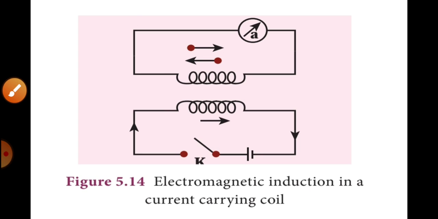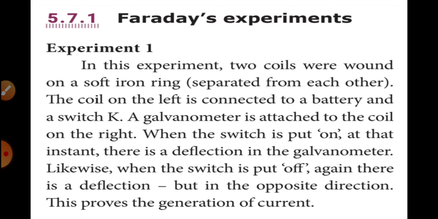Okay, look here. I am reading from the third line. The coil on the left is connected to the battery and switch K. A galvanometer is attached to the other coil on the right. When the switch is put on, there is a deflection in the galvanometer at that instant. Likewise, switching off means again a deflection, but in the opposite direction.